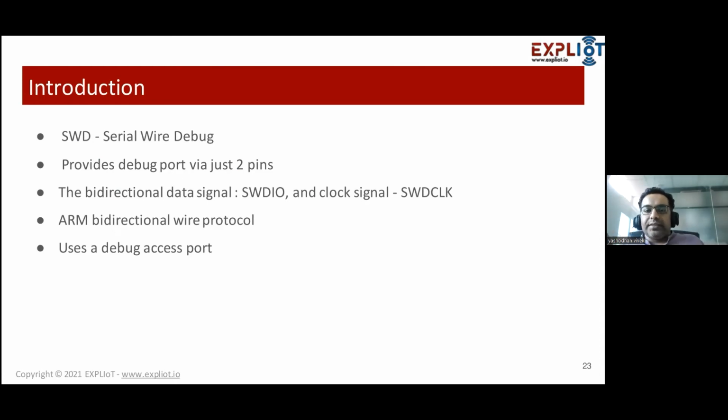One pin is what we call the serial wire debug input output pin, which is bidirectional, and another is a clock pin. So again, this is a synchronous communication. ARM provides this kind of bidirectional wire protocol, right? And it is basically used as a debug access port. So we have the access port and the debug access port, right? So we can daisy chain them, and you can do multiple master-slave setups as well.